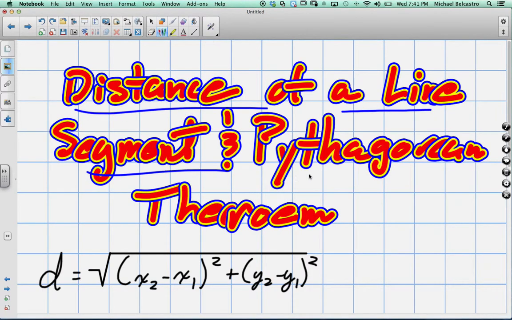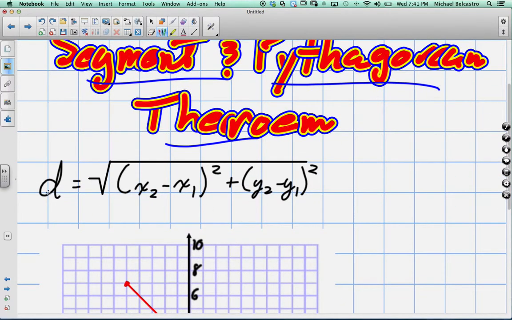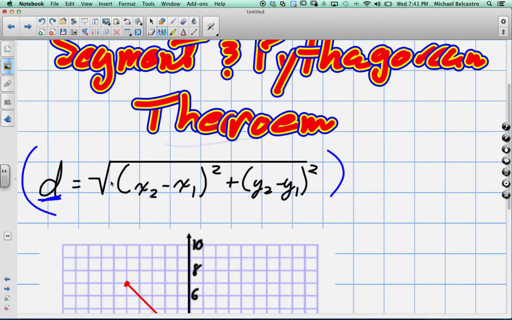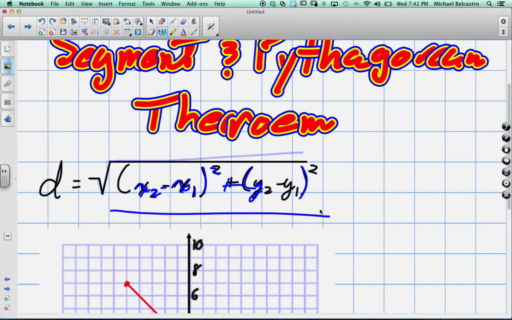Distance of a line segment in Pythagorean theorem. Okay. What we're going to start with is our distance formula. So this is the distance formula, and I'll probably want you to memorize it. D means the distance of a line segment is equal to the square root of x2 minus x1 squared plus y2 minus y1 squared. It's a pretty big formula to remember.